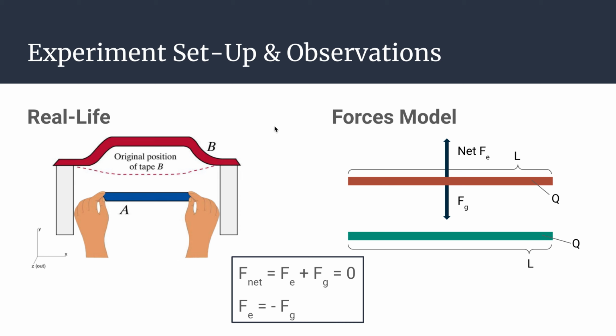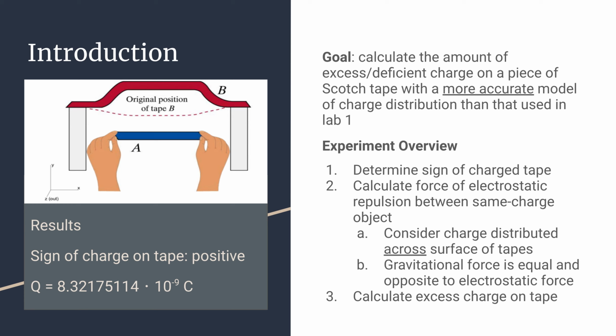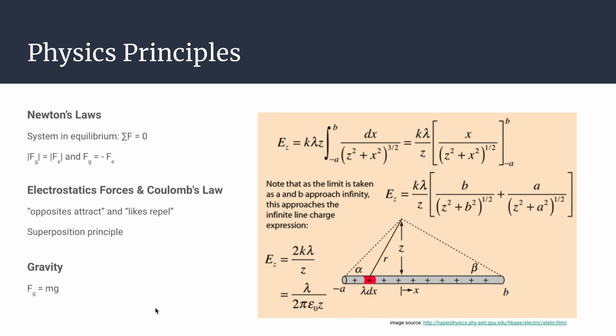Then one tape was floated over the other. The force of gravity on the top tape was equal and opposite to the electrostatic force of repulsion from the bottom tape on the top tape. And then using Newton's laws, I was able to calculate the charge on the tape from the results of the experiment, which came out to be roughly 8.32 times 10 to the negative 9 coulombs.